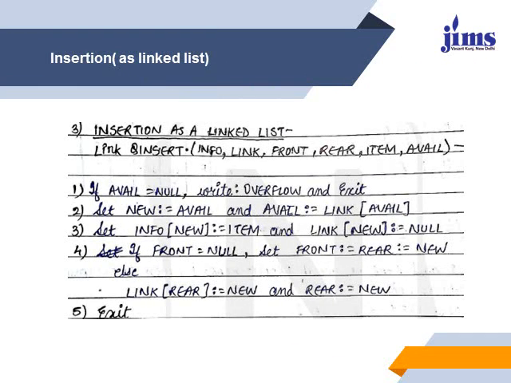So in insertion, I will simply check for the overflow condition, which will be given by: if avail is equal to null, then I'll simply write overflow and I'll exit. If not, then I'll create a new node by saying set new equals to avail and avail equals to link of avail. And to the new node's info part, I'll set the value of item, and link of new will now equal null.